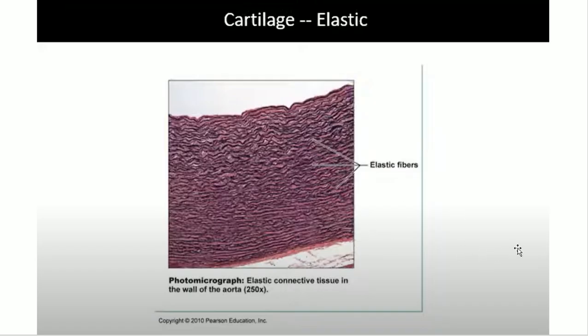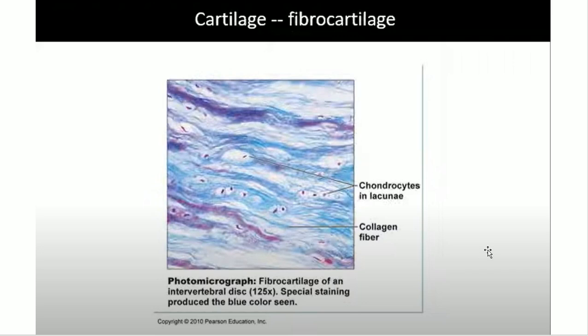Again, fibers, you can see there. And then connective tissue between, and then if we were able to zoom in a little bit more, you'd be able to see the nuclei. All right, chondrocytes, fibrocartilage. So fibrocartilage of a vertebral disc, special staining produced the blue color seen.